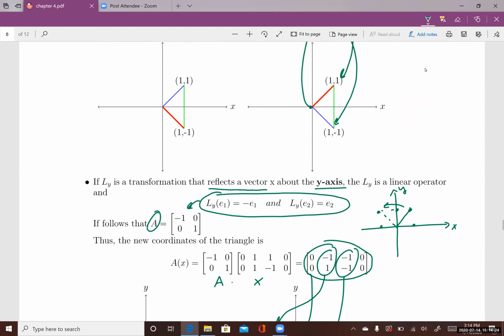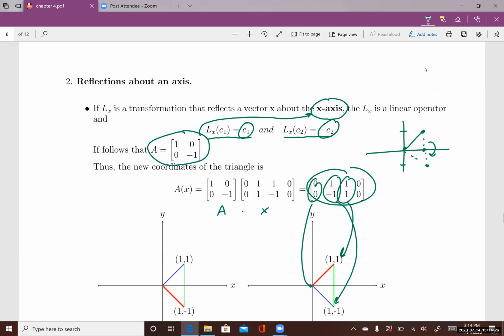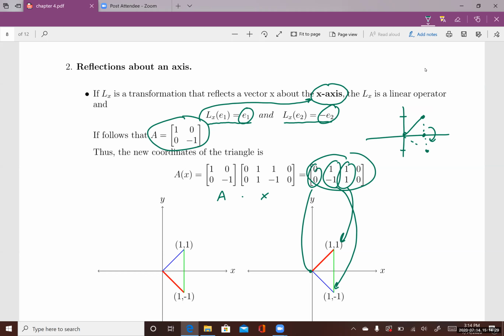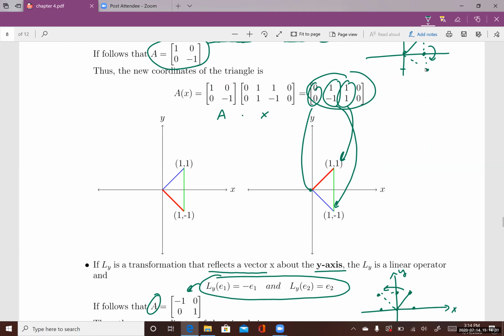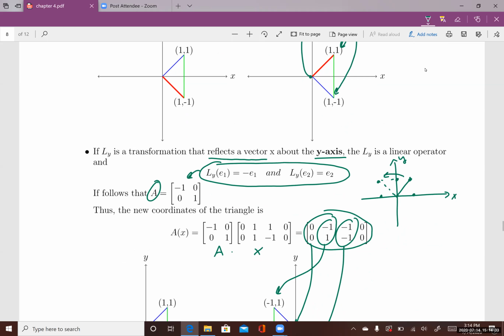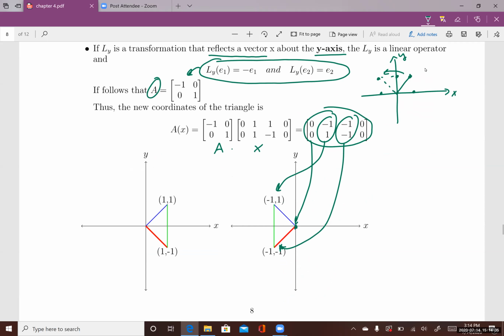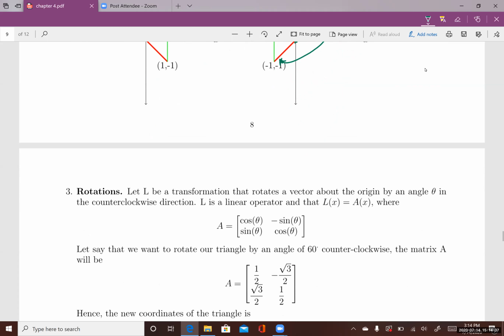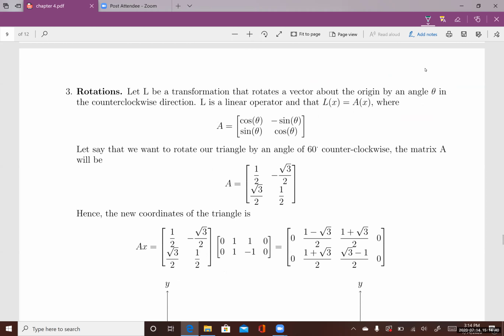So this is about reflections over an axis, right? Either x-axis or y-axis. All right. Now, how about rotation? Rotation, you can use a linear transformation that rotates a vector about the origin by an angle of theta in the counterclockwise direction.